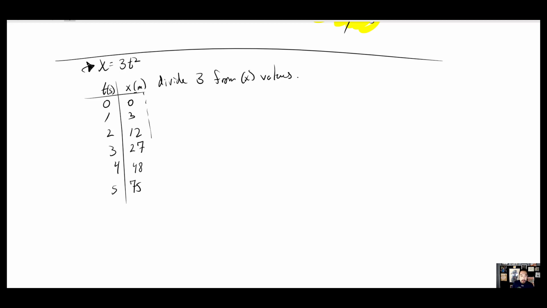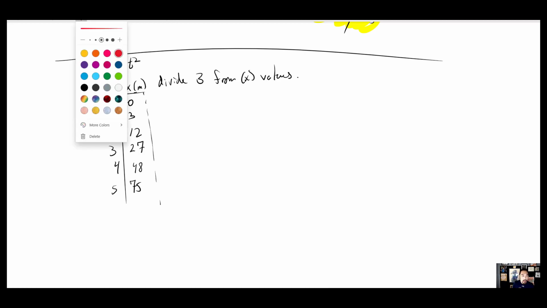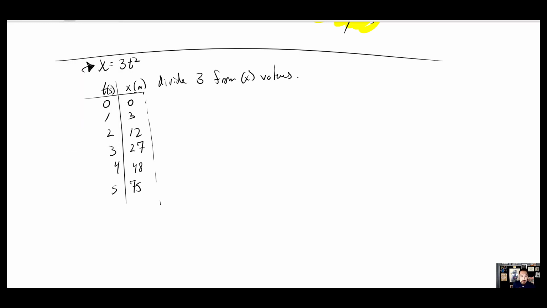I'm going to do it right in the next column, and I'll do it in a different color so that we can see it. All right, so 0 divided by 3 is just 0. 3 divided by 3 is 1. 12 divided by 3 is 4. 27 divided by 3 is 9. 48 divided by 3 is 16. 75 divided by 3 is 25.